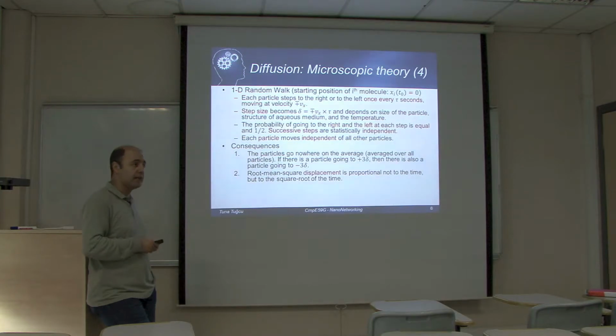As the temperature increases, the molecules start moving faster. The step size depends on all of these, but we will be mostly averaging these parameters. The probability of going to the right and the left, as we mentioned, since we're talking about 1D random walk, they're equally likely, so 0.5. And successive steps are statistically independent.